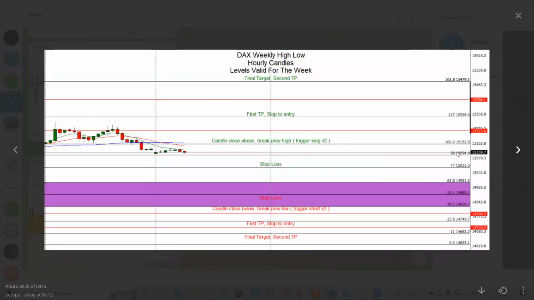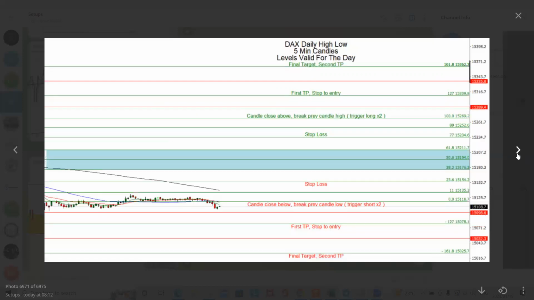On the DAX weekly high-low, currently between levels of 89 and 100. If you look at moving averages, 50 is above 21, above 8. That's indicating trend is down. So for now, I'm looking for a candle close below 38.2. Break previous candle low to aim for the 23.6 first TP, 11 second TP, and stop loss being at the 50. Remember, guys, same rules apply with the red lines.